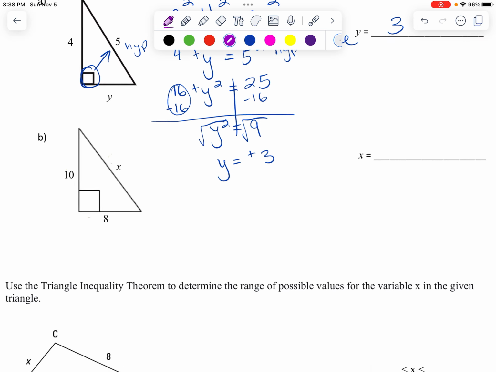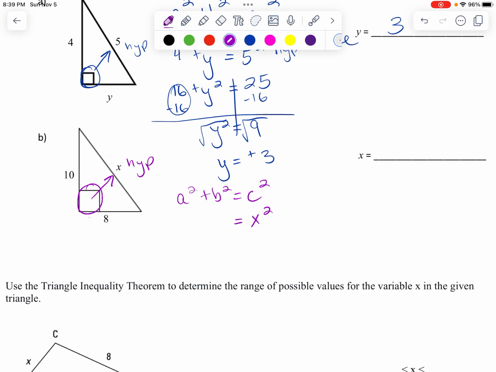Then for part B, once again, we're still going to use our a squared plus b squared equals c squared. Don't forget that your hypotenuse is always across from that right angle. So my hypotenuse has got to be the x in this one. I like to plug that in first so that I don't accidentally put something else there.